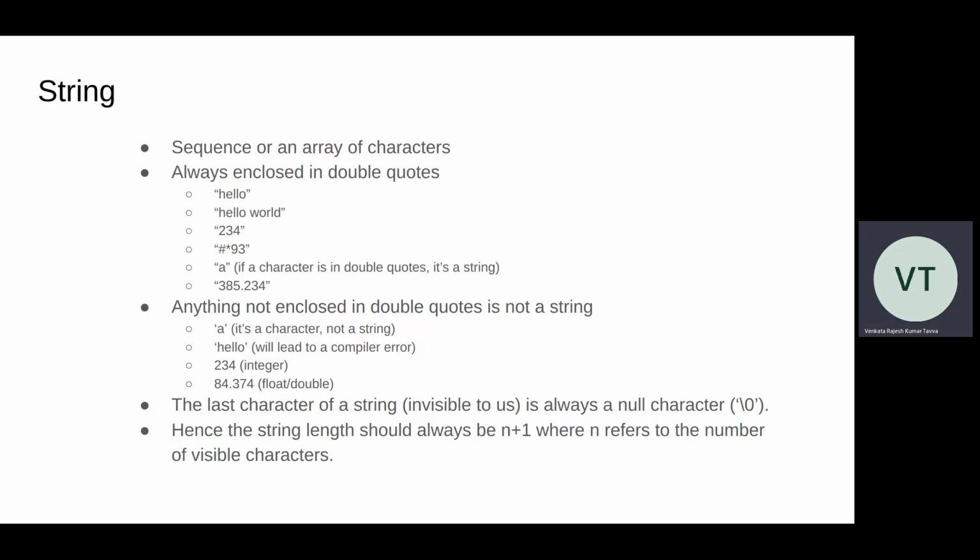Hence, the string length should always be n+1, where n refers to the number of visible characters. So if my word has 5 letters, I should declare a character array of size 6, so that the 6th character is reserved for this null character. 5 letters are visible characters, the 6th is an invisible character. So if I want to store n characters, I should declare a character array of size n+1, so that the last character is the null character. This is something you should always keep in mind.